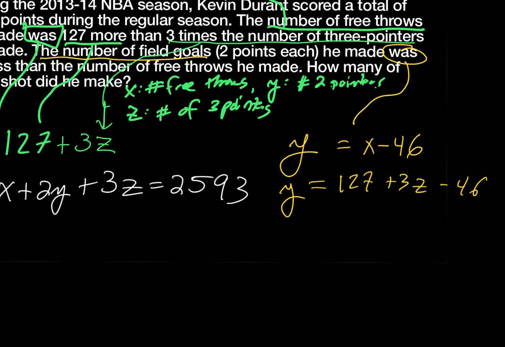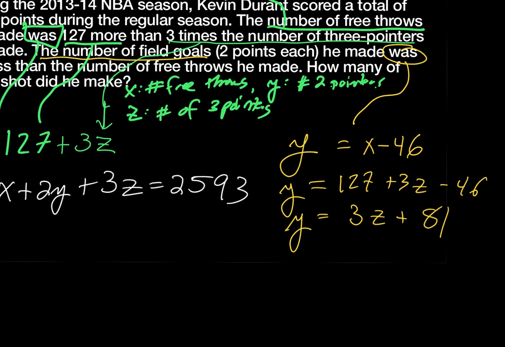And then I'm going to simplify that by subtracting the numbers, right? Just bring them together. So 127 minus 46 is 81. So y is equal to 3z plus 81. You could have 81 plus 3z, it doesn't matter.